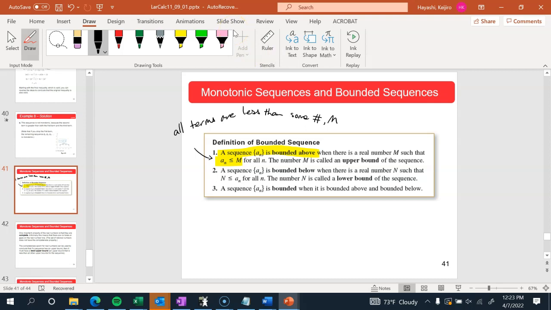So if you have your sequence and all your terms, like all your infinitely many terms, are below 100, that sequence is bounded above by the number 100. It's also bounded above by the number 101 and 102 and 103.57. A sequence would be bounded above by any number that all of its terms are below. And the opposite is true for a sequence being bounded below.